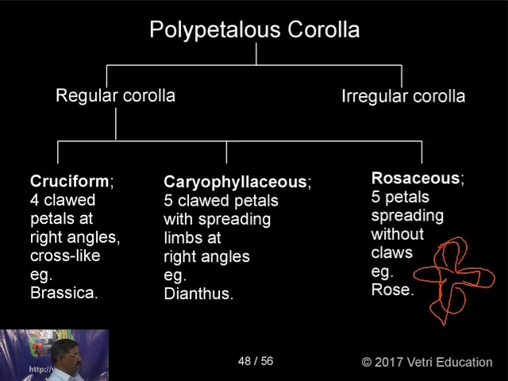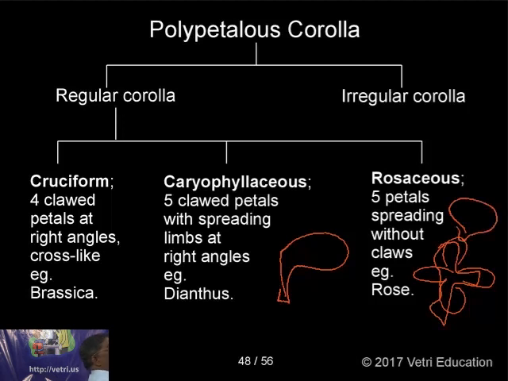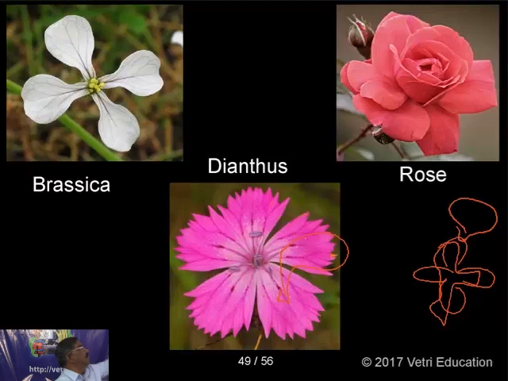There are 5 petals. These are also clawed petals, spread in a ring at right angles. See, the limb is like this, the claw is like this, at right angles. This is called caryophyllaceous. And the rosaceous, what happened? No claw. The petals are just triangular and arranged. You can see here.